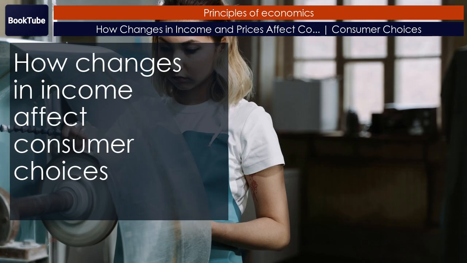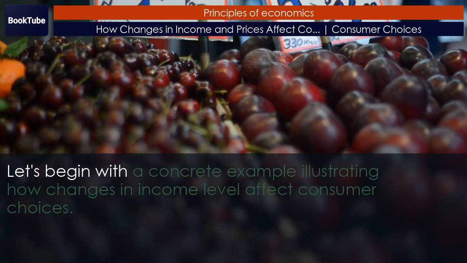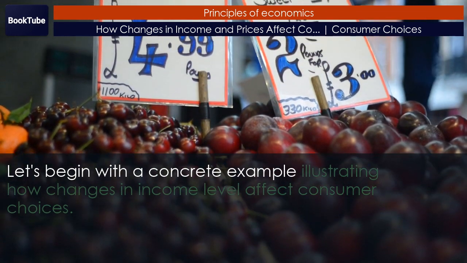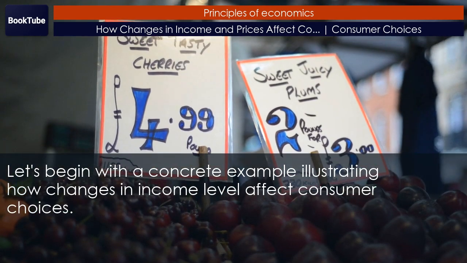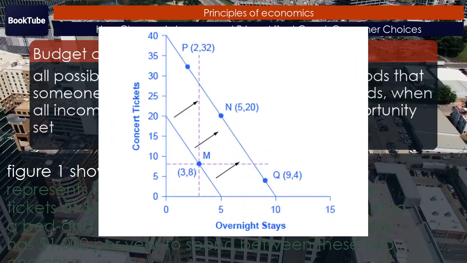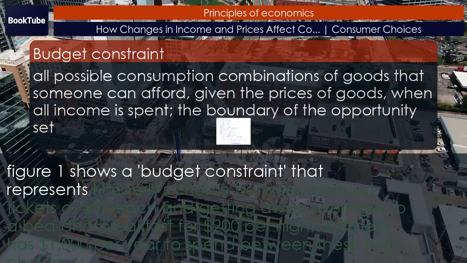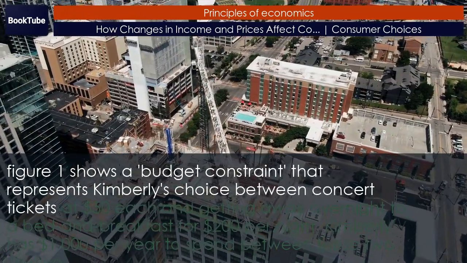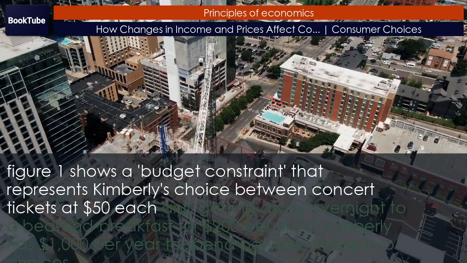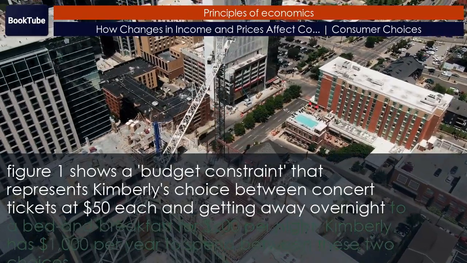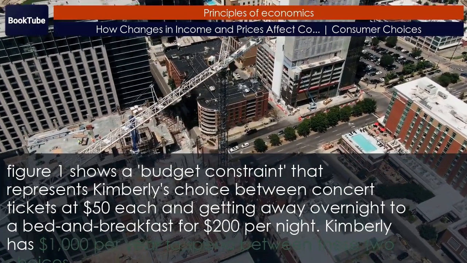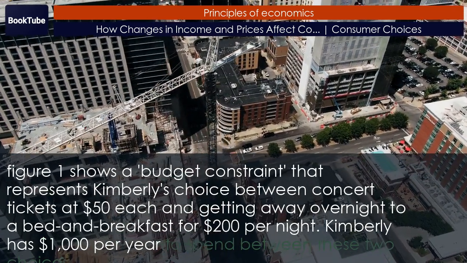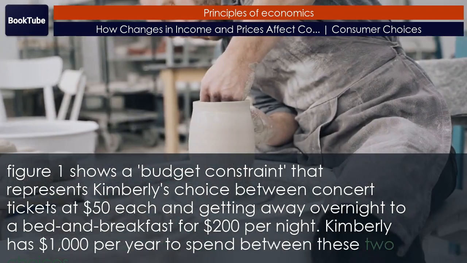How changes in income affect consumer choices. Let's begin with a concrete example illustrating how changes in income level affect consumer choices. Figure 1 shows a budget constraint that represents Kimberly's choice between concert tickets at $50 each and getting away overnight to a bed and breakfast for $200 per night. Kimberly has $1,000 per year to spend between these two choices.